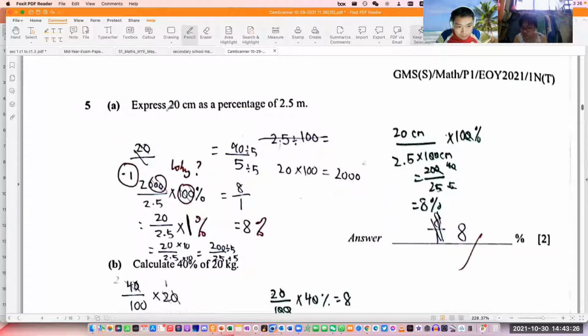Next. 20 cm as a percentage of 2.5. So before you find the percentage, you need to find the... Okay, you settle with your mom first, one time, one shot. I give you 1 or 2 minutes, settle with your mom first.